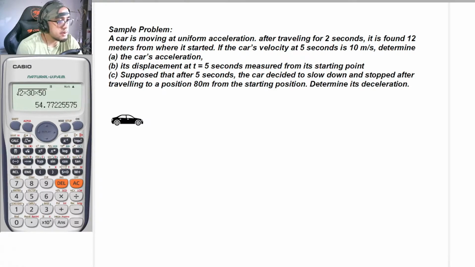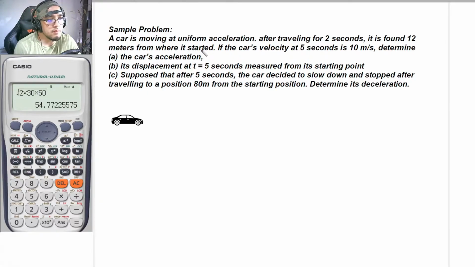In this example, it is indicated that a car is moving at a uniform acceleration. After traveling for 2 seconds, it is found 12 meters from where it started. If the car's velocity at 5 seconds is 10 meters per second, we would be determining the following.